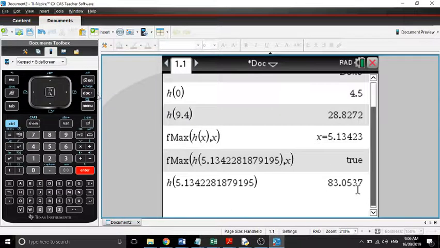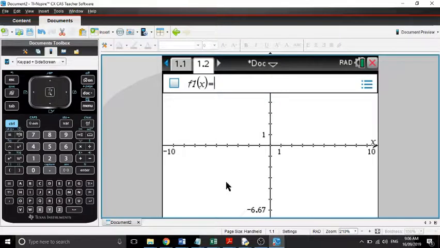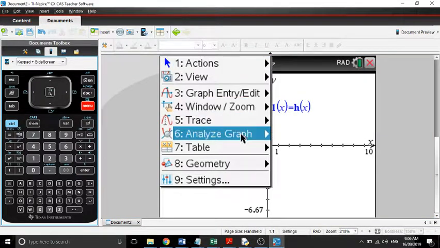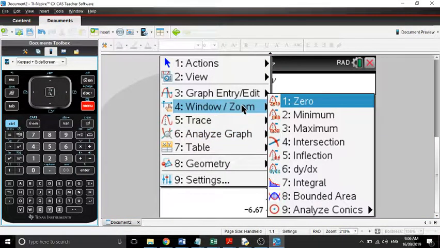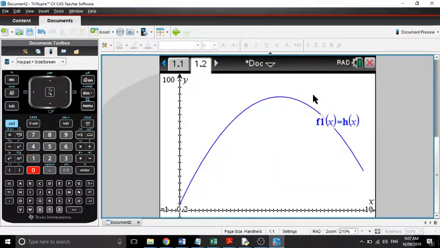We'll graph it. So menu, home, graph. We're graphing h because we've defined it, because we're going to use it a few times. There it goes. Menu, analyze graph, window zoom. Let's set our zoom settings. So it's -1. Let's set this to 10 where it stays. Let's set this to -5, and let's set this to 100. There we have our graphs.